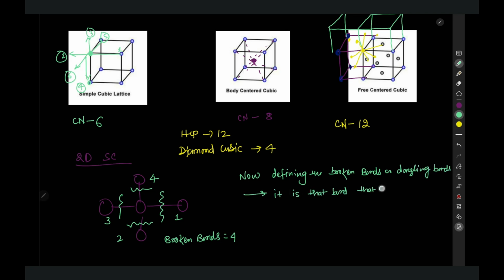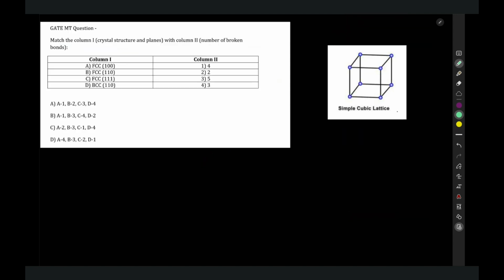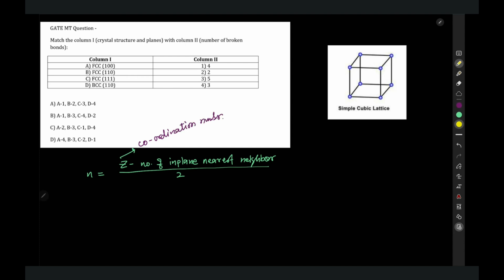Now defining the broken bonds or dangling bonds. They are the bonds that are formed by slicing the crystal structure along any facets. Now we will see how to calculate the number of broken bonds. The formula for calculating the number of broken bonds per atom is given by N equals Z minus the number of in-plane nearest neighbors, divided by 2, where Z is the coordination number.